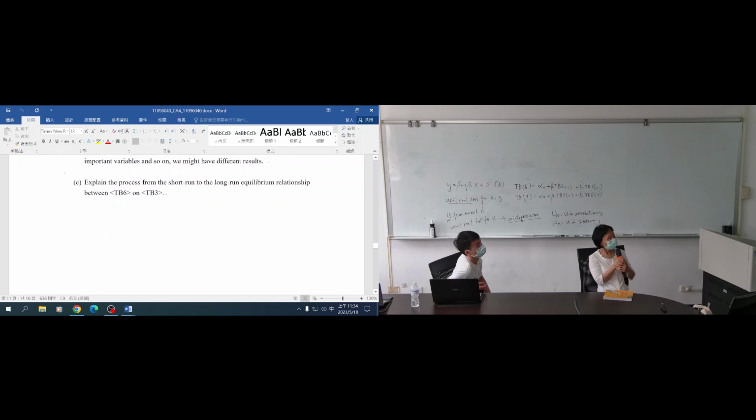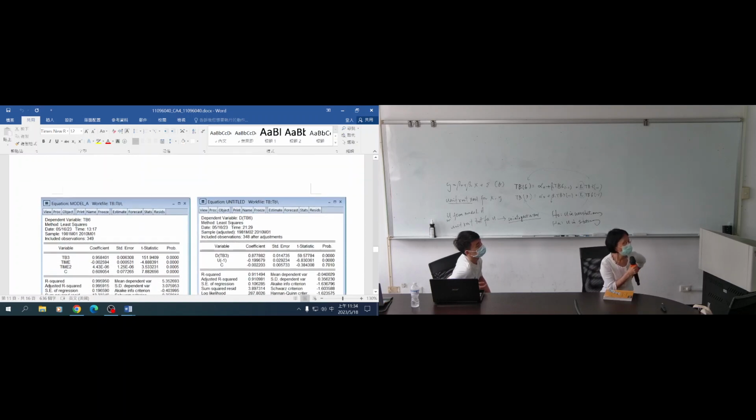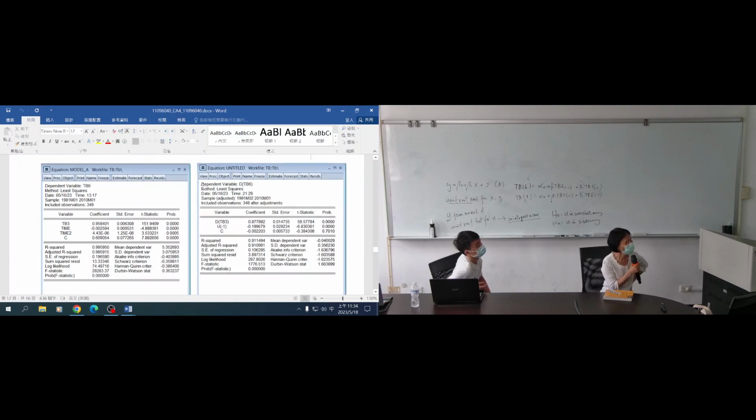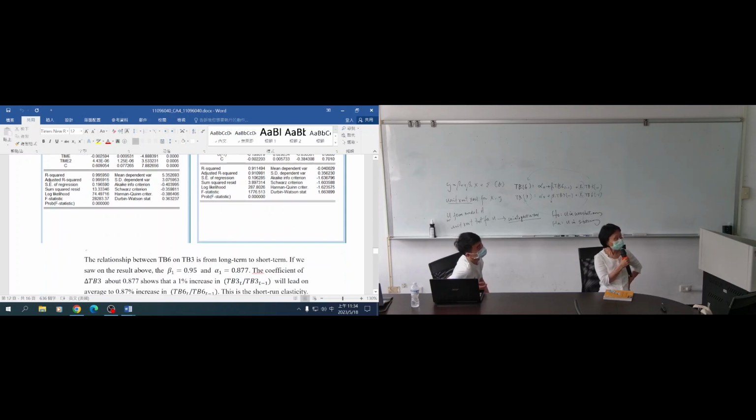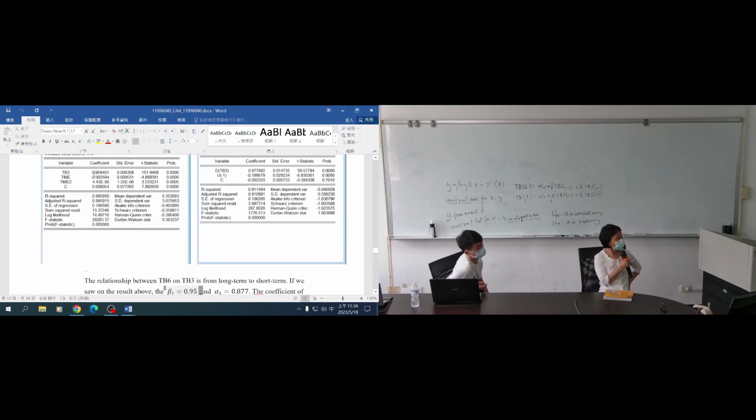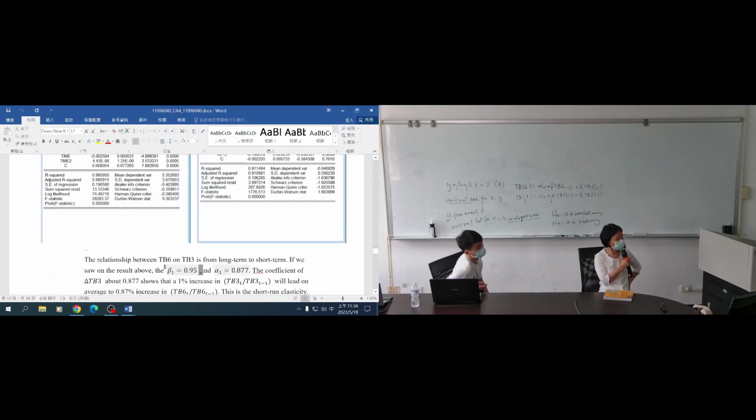Okay. So the process from short run to long run is like this one. I just put it there to compare the output easily. This is the model A, this is the ECM model. We saw the result above: the beta 1 is equal to 0.95, or 0.96, okay.